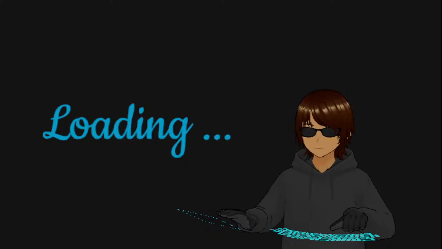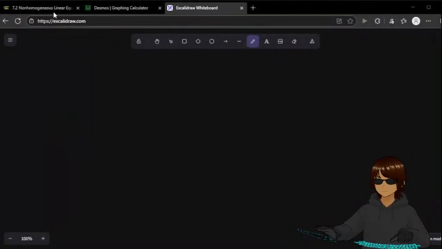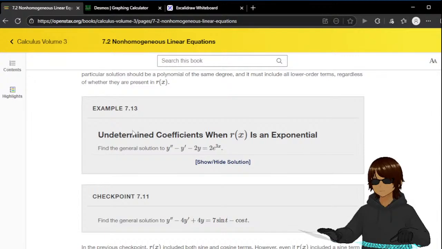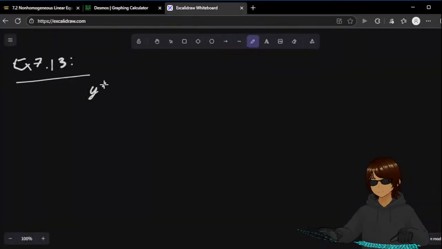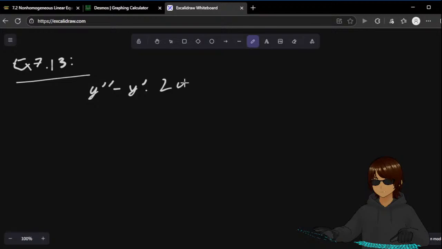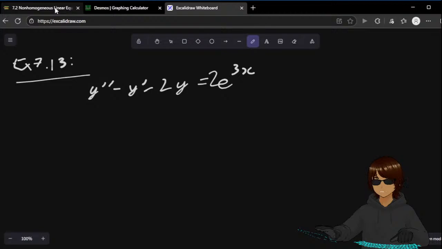All right. So this is example 7.13. And they're asking: the double derivative of y minus the derivative of y minus 2y equals 2 times e to the power of 3x, right?